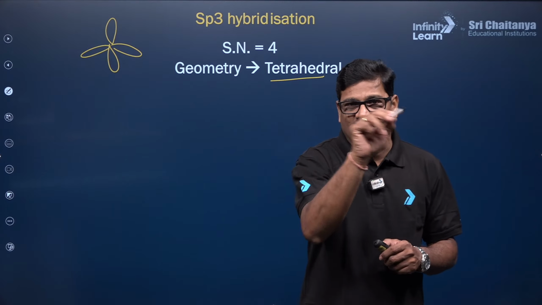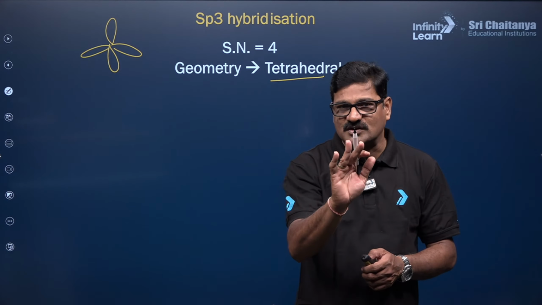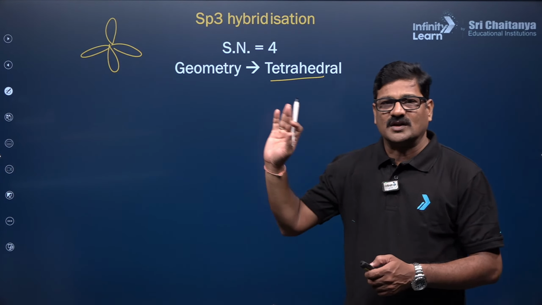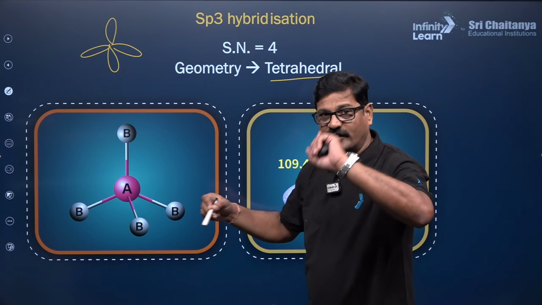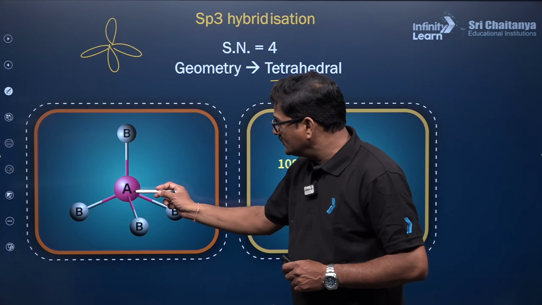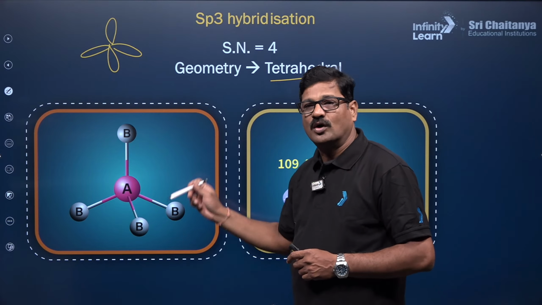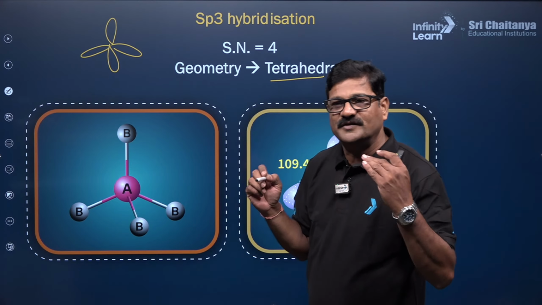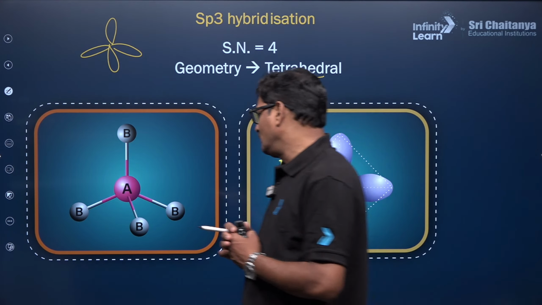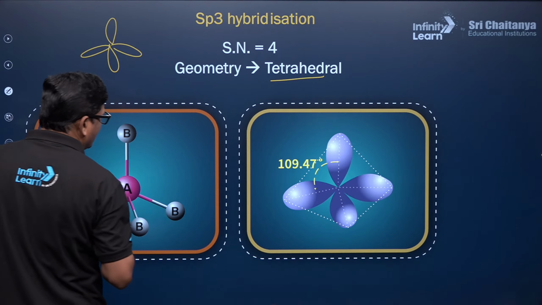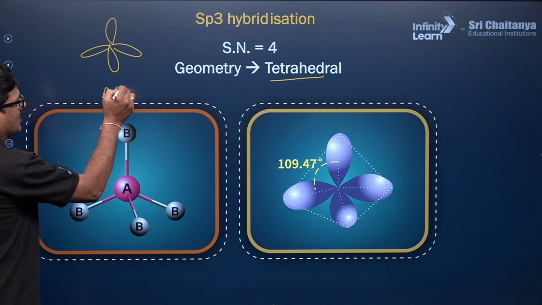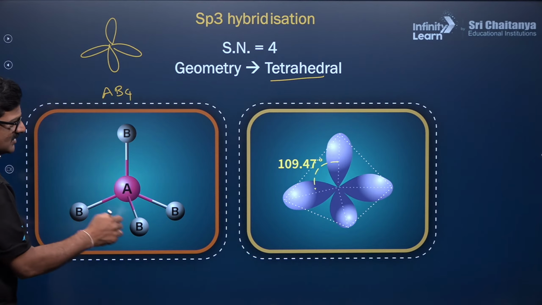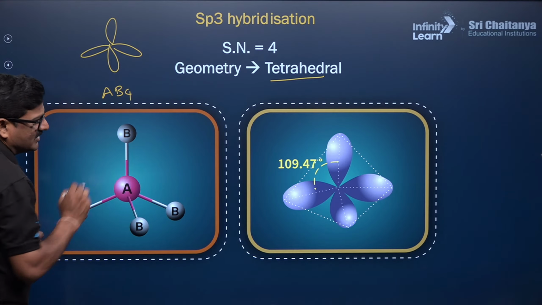You can say 4 like a cross. No, this structure is not like a cross. You can see the tetrahedral structure appears like this. One bond is pointing towards you, one bond is going behind you, and 2 are on the plane of the paper. Now you can say A is the bonding central atom, and with B4, it is going to be tetrahedral.